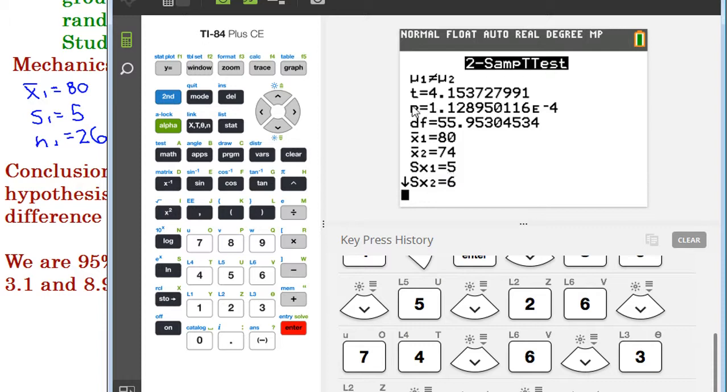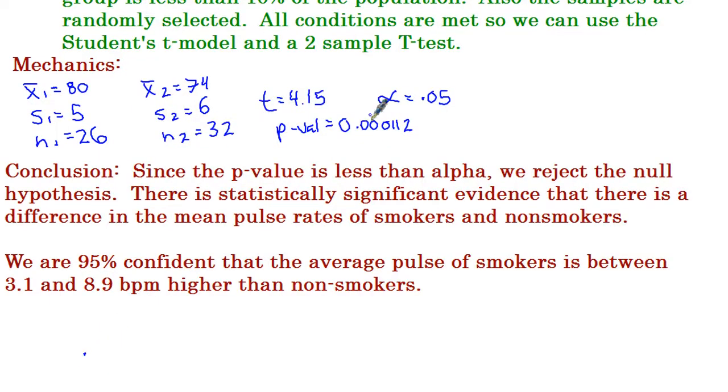So remember, we are still using t values instead of z values, so we get that t score. Our p-value, if you notice, is in scientific notation, so a really small p-value. Notice that the degrees of freedom, again, is kind of a weird decimal here. It's because it uses that weird formula. So again, p-value low, reject the null, you know the drill.